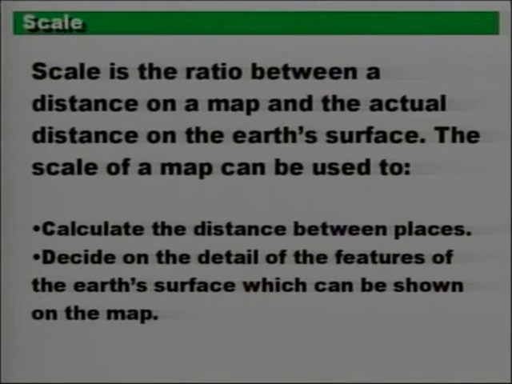The reason for why we need to use scale on maps would be, one, it can be used to calculate the distance between places. And secondly, to decide on the detail of the features of the Earth's surface which can be shown on the map. Those are the two reasons for why we use scales on the map. Most of the time when we're using scale, it will be mainly to do with the first of those reasons, and that is using it to calculate the distance between places.